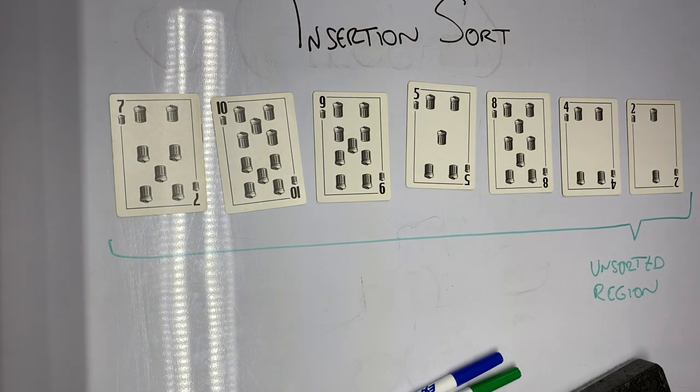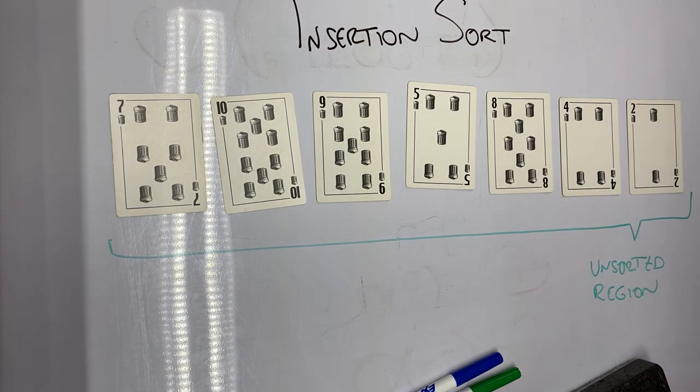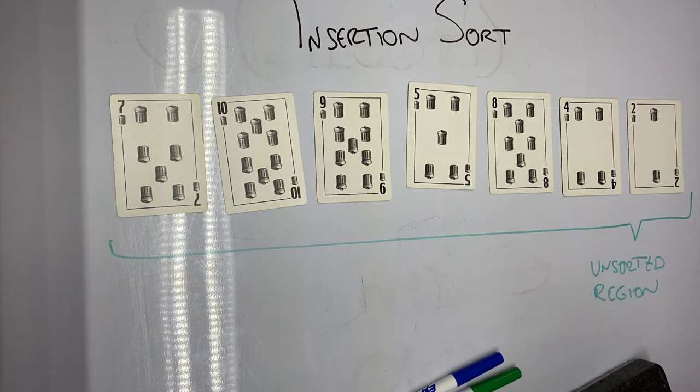Okay, this is my second take at presenting the insertion sort conceptually with the playing cards. I didn't have part of the algorithm quite right the first time, so we will try this again. So here are seven cards that are unsorted, and I'll demonstrate how to sort them using the insertion sort algorithm.